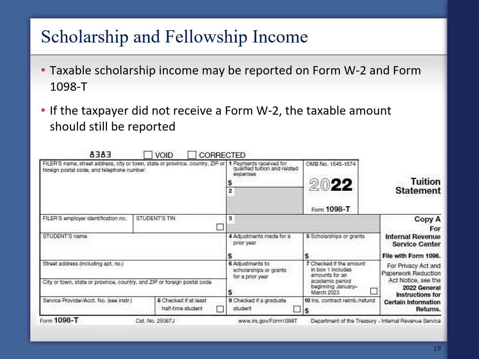Let's go over scholarship and fellowship income from Form W-2 and Form 1098-T. Are scholarships and fellowships taxable income? Scholarships and fellowships may be fully or partially taxable or non-taxable. Taxable amounts include payment for services and money used for personal living expenses such as room and board. If the taxpayer received Form W-2 for the scholarship or fellowship, it is considered earned income. Include the amount on Form 1040 as wages, just as you would for any other Form W-2.